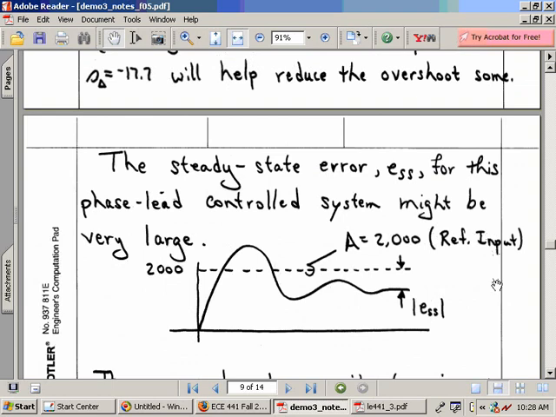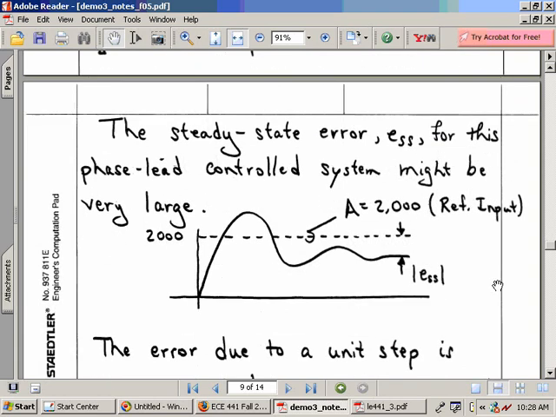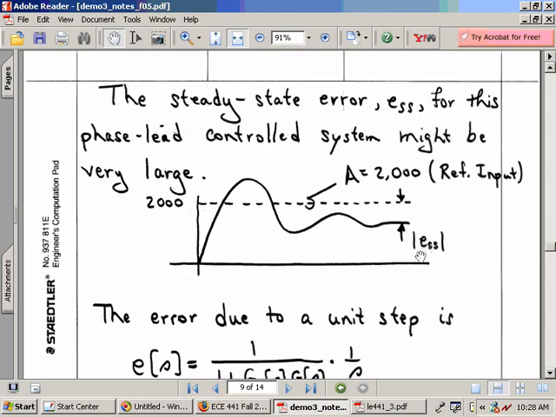The other thing that we might want to understand is the steady state error that results from a phase lead controller. Here is just a diagram of what we are looking at in the lab. We command our system to move to 2,000 counts, that's our reference input, and our controlled system with the phase lead controller may produce an output response that looks like the following, where I've now stretched out time. This is supposed to be happening, based on our design, in less than half a second.